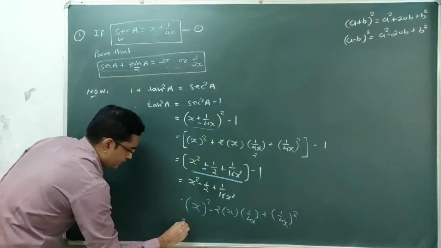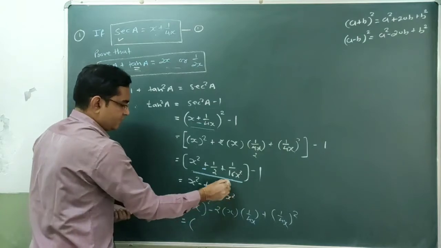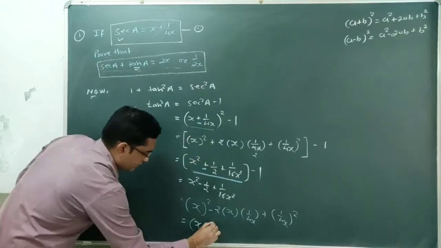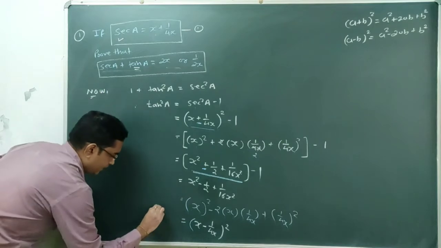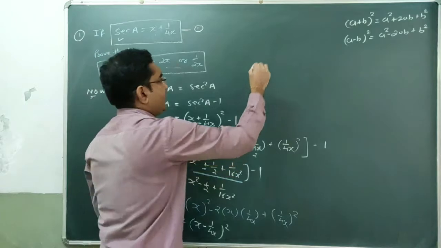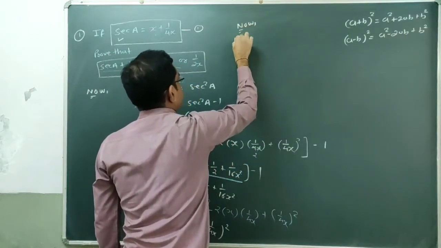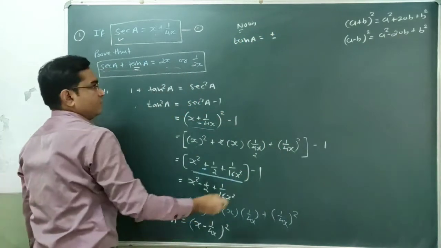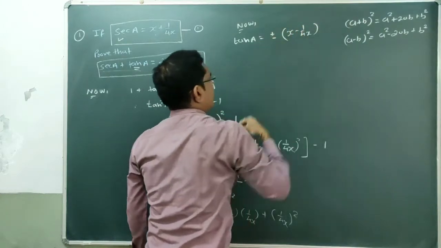So the factorization of x square minus 1 by 2 plus 1 by 16, whole square, is x minus 1 by 4x, whole square, with a minus sign. This is the value of tan square a, and hence we can write the value of tan a. So the value of tan a will be plus or minus the square root of this. The square root of x minus 1 by 4x whole square is x minus 1 by 4x.